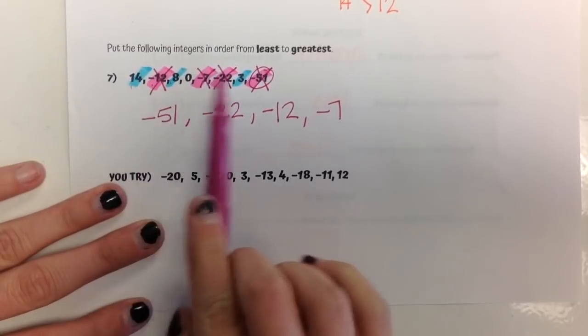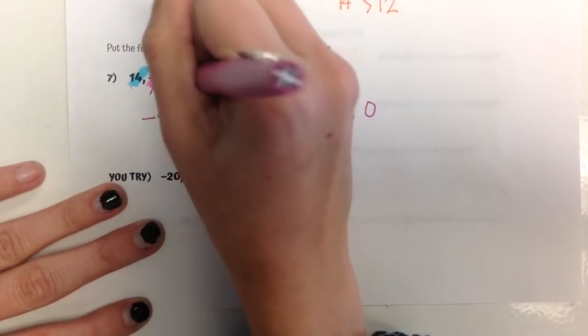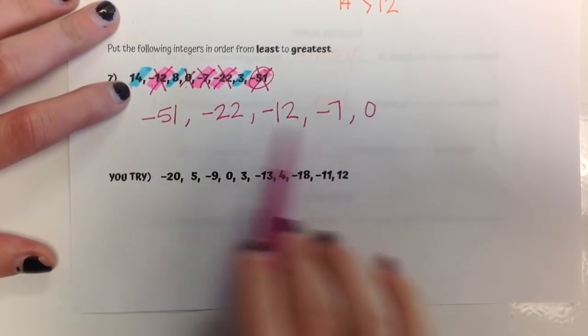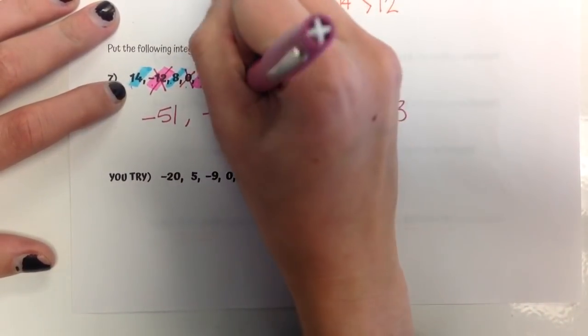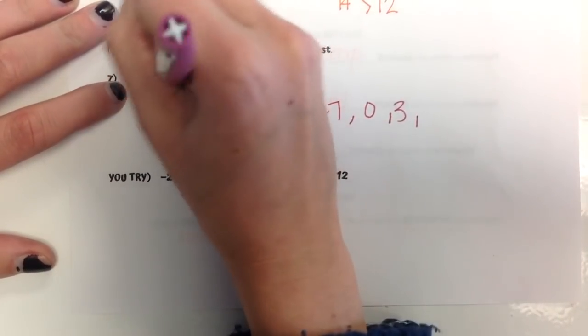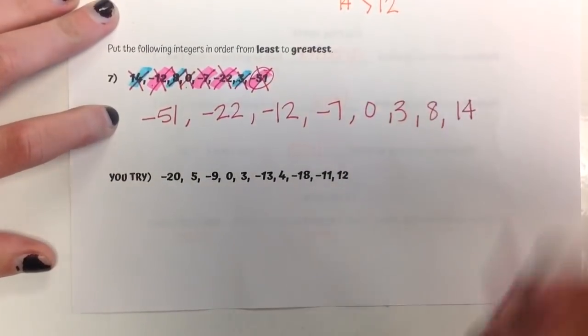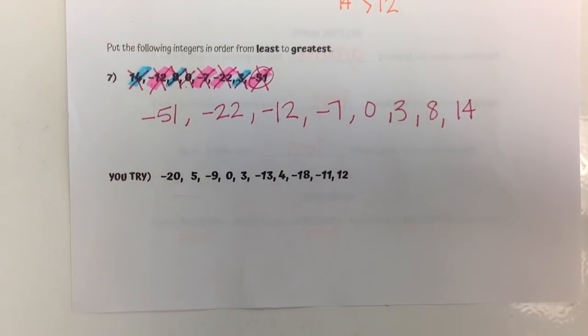Before I move on to the positives, 0 is our middle number. So 0 goes in the middle of our negatives and positives. Now we're moving on to our positives: 14, 8, and 3. The smallest number is 3, then 8, then 14. Go ahead and try this next one on your own and get your answer checked.